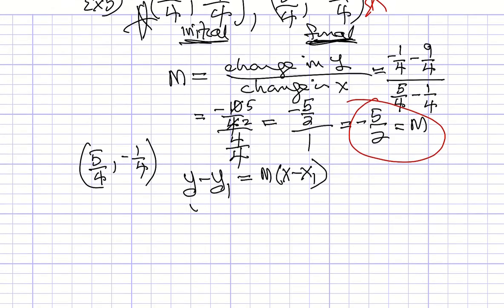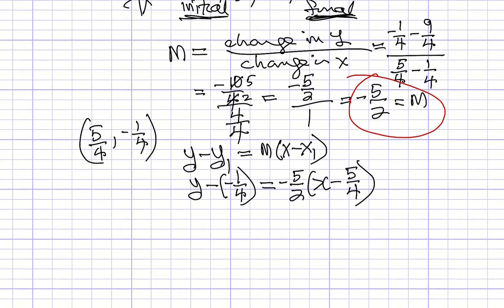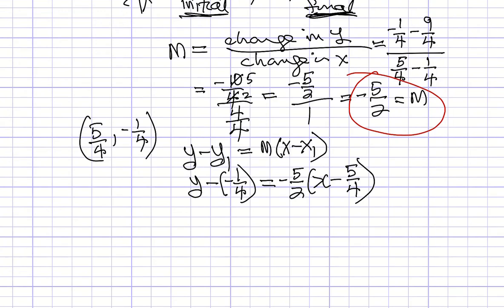So we use that with the slope. We get y minus minus 1 over 4 equals minus 5 over 2, that's the slope, times x minus 5 over 4. You see what I'm doing, right? Just look at it carefully so you understand what I just did. Once you plug in the variables, then the rest is simplification.